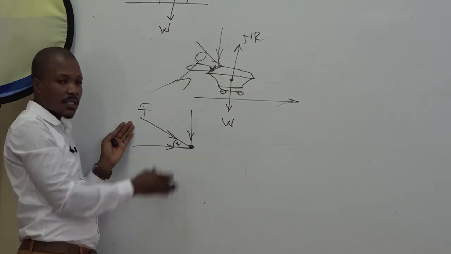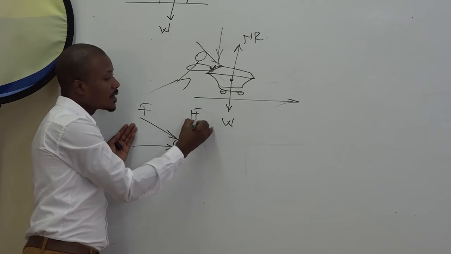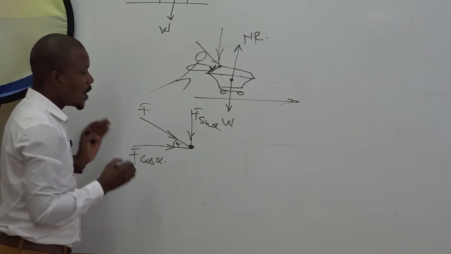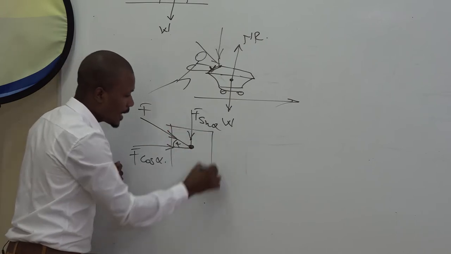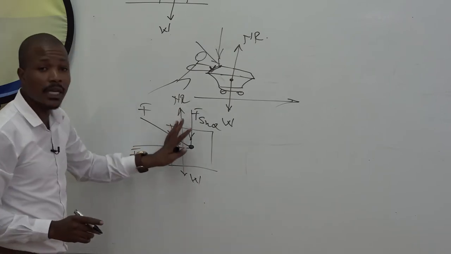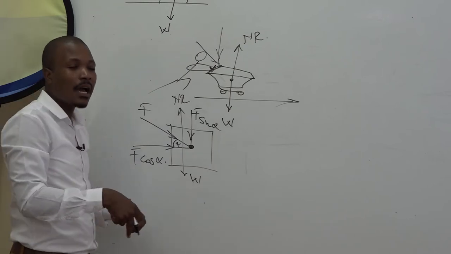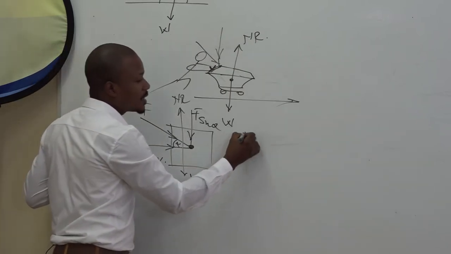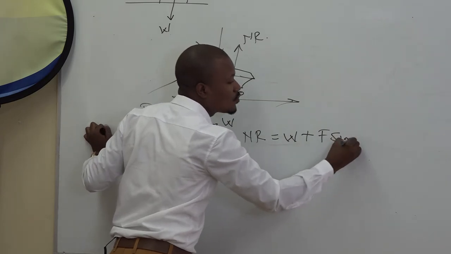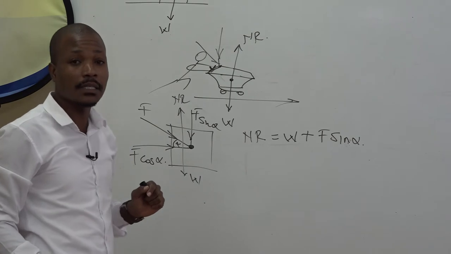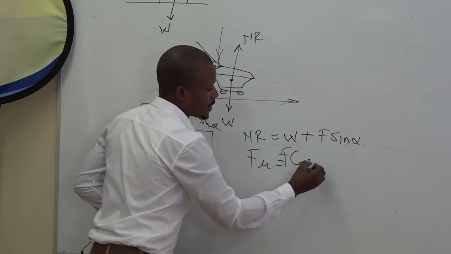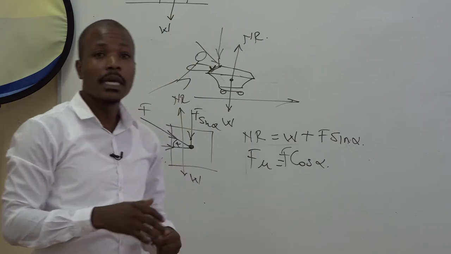Since this downward force is vertical, then this will be F sine alpha. This will be F cos alpha. Knowing that the object actually has its normal reaction and has its weight, what happens to the normal reaction in this case? Since you are adding a certain amount of force onto the weight that you have, your normal reaction will be equal to the weight plus the force which you are indirectly exerting on that particular object. Frictional force remains constant.